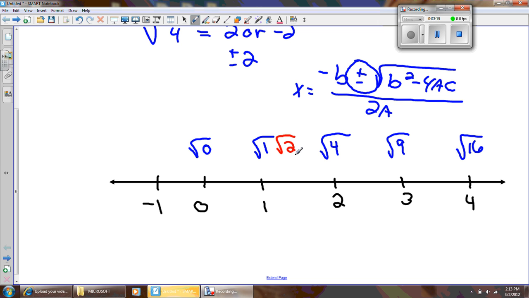Keeps on going. And the square root of 3 is in here. It is also irrational. The square roots of 5, 6, 7, and 8 are all sandwiched in between the square root of 4 and the square root of 9. And remember, I can use those skills to help me estimate the square root of 8 or the square root of 5. Like, for example, I know the square root of 9 is 3. The square root of 8 is pretty darn close to 3.